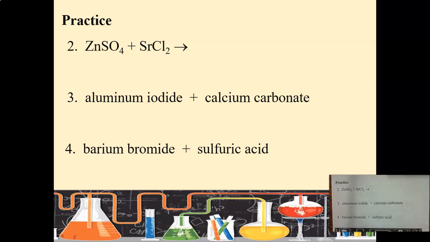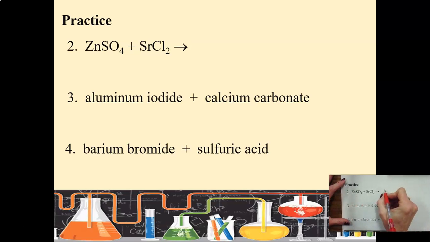I'll show you how. All right, so for this first reaction, we're going to go ahead and predict the products. So zinc and strontium are going to switch places. I will have zinc chloride. Okay, zinc's +2, chlorine's -1, so it'll be ZnCl2 plus strontium sulfate, SrSO3.